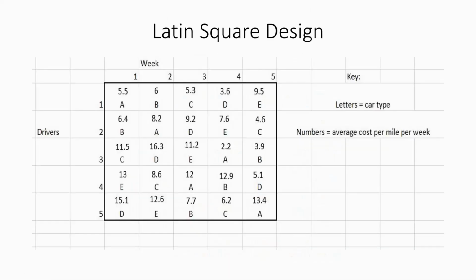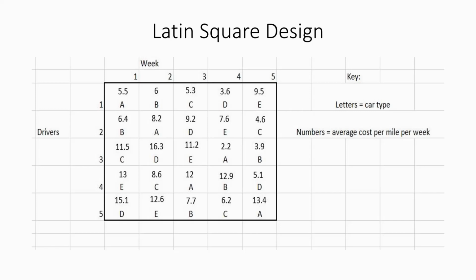So for the second slide, I have an example of how a Latin square could be used in an experiment. A courier company wants to decide between 5 different brands of cars for its next purchase. They choose 5 different drivers and record the average cost per mile in a 5-week period. Each week a driver is assigned a car at random using Latin square design and randomization. We can set up this proper table.